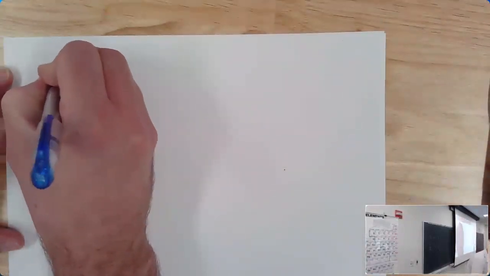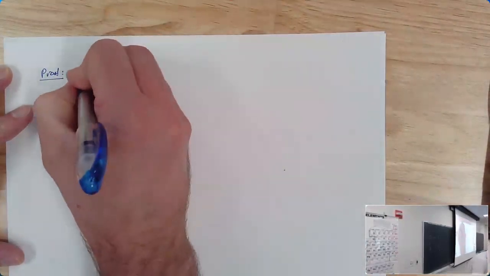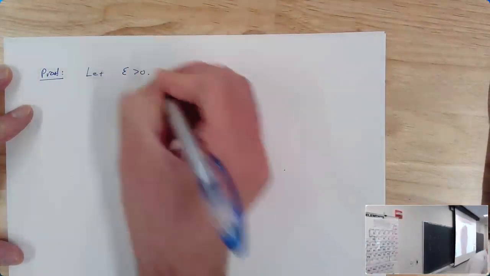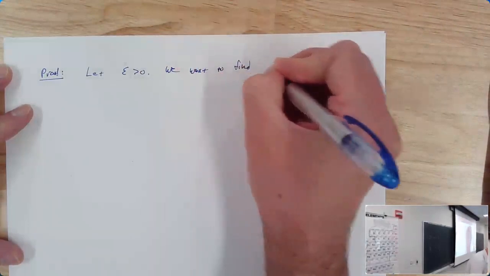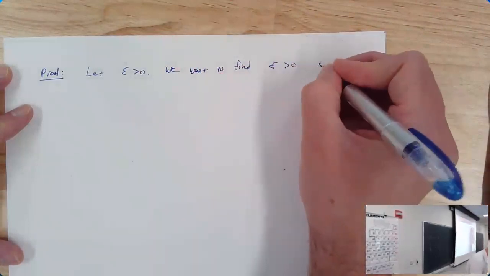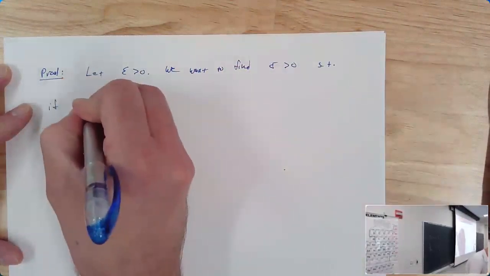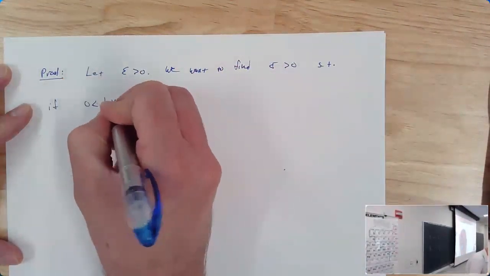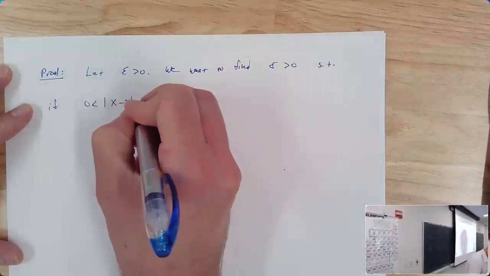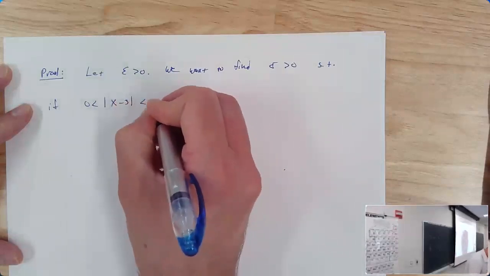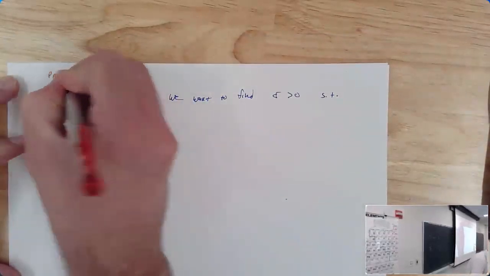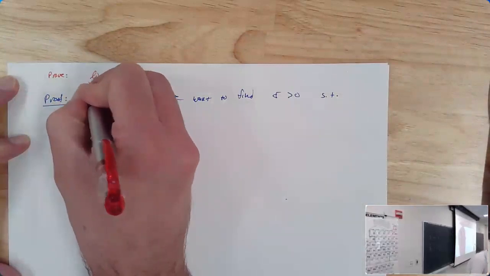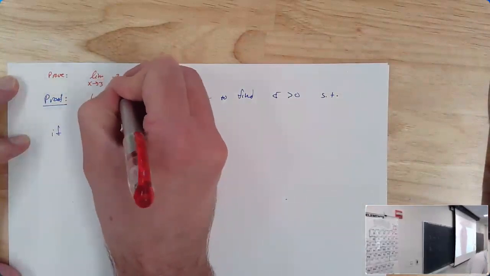the proof would be: let epsilon be greater than 0. We want to find delta greater than 0 such that if 0 is less than the absolute value of x minus 3 is less than delta. And I should maybe write it at the top here, right? We are proving the limit as x approaches 3 of x squared plus 1 is equal to 10.